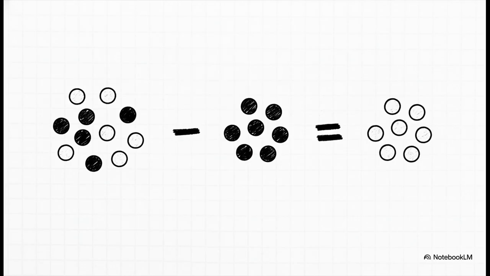And here is the golden mathematical formula for your exam. To find the number of neutrons, take the mass number, which is your protons plus neutrons, and simply subtract the atomic number, which is just your protons. Mass number minus atomic number equals neutrons. It is truly that straightforward.